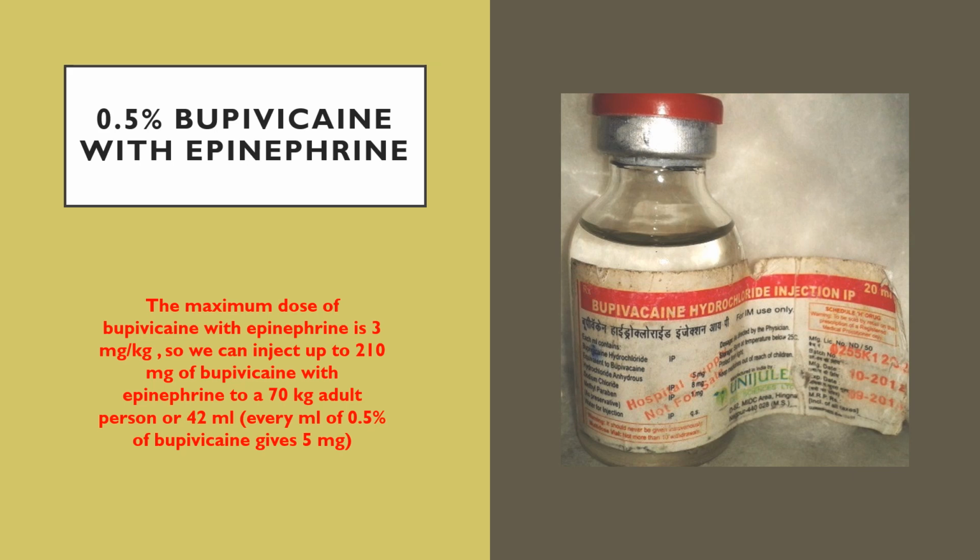So how many ml? 42 ml. Why? Because every 1 ml of 0.5% bupivacaine gives 5 milligram, and 42 times 5 is 210. So 42 ml of 0.5% bupivacaine with epinephrine is the maximum dose we can give to a 70 kilogram adult person.